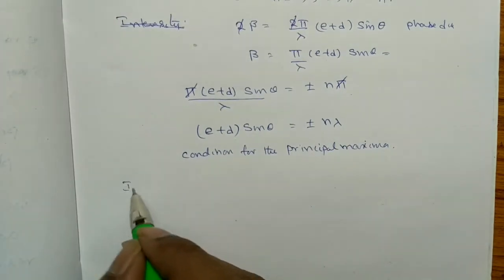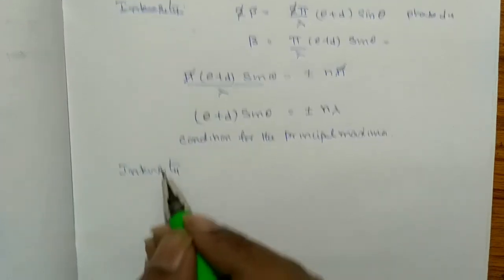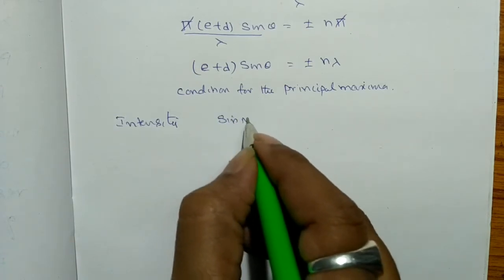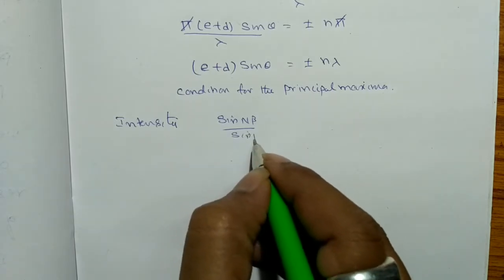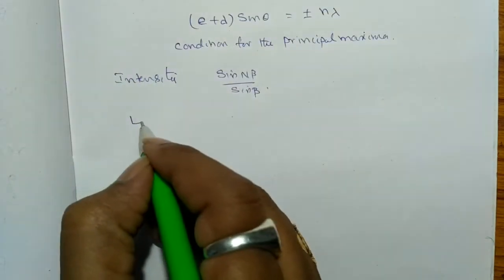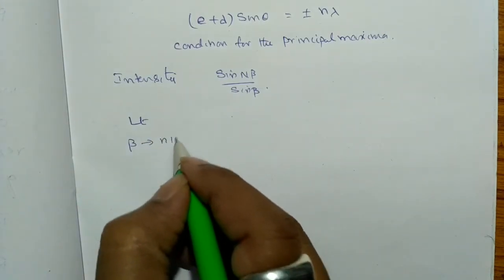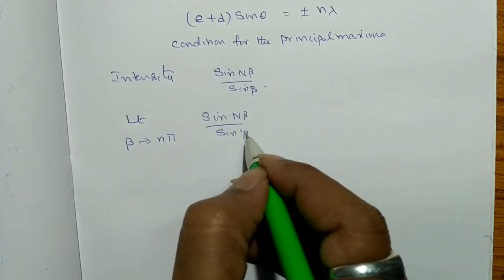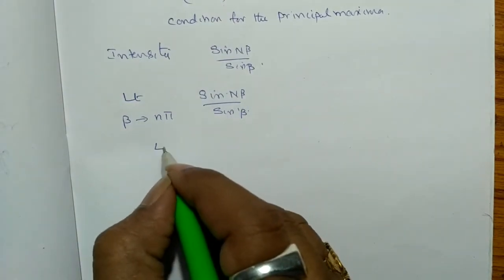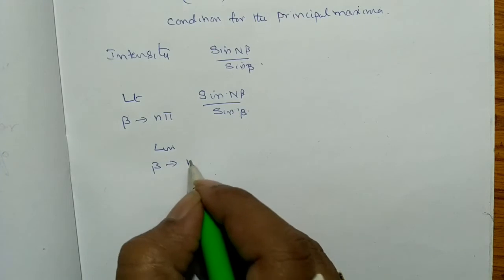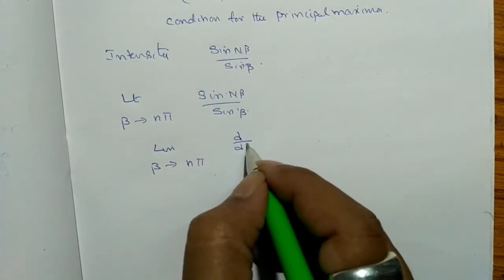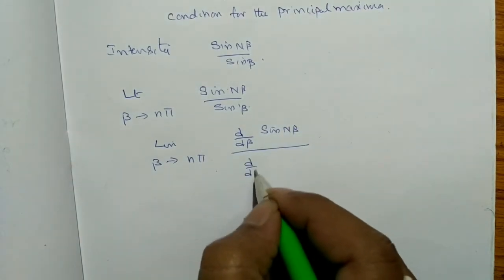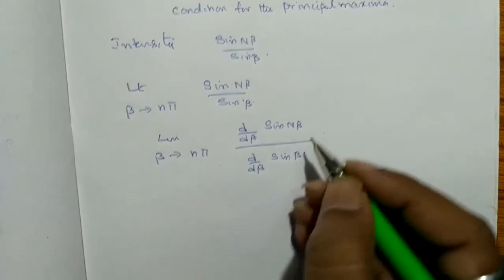Now find the intensity of the principal maximum. Take sin nβ by sin β, that is, the limit as β tends to nπ of sin nβ by sin β. Then the limit as β tends to nπ of d by dβ of sin nβ by d by dβ of sin β.